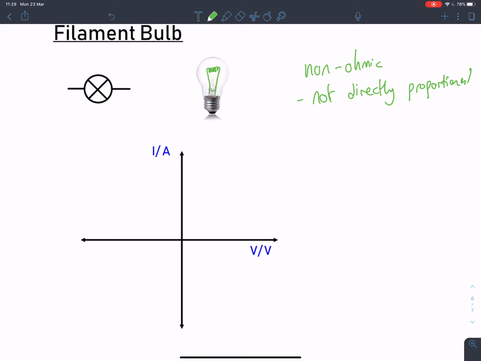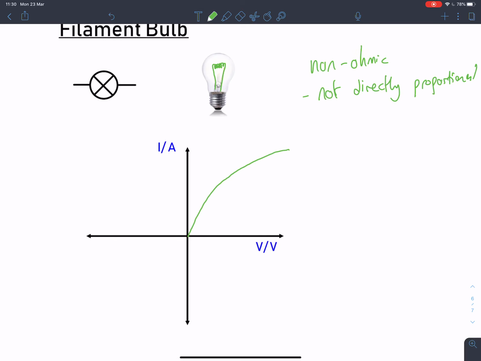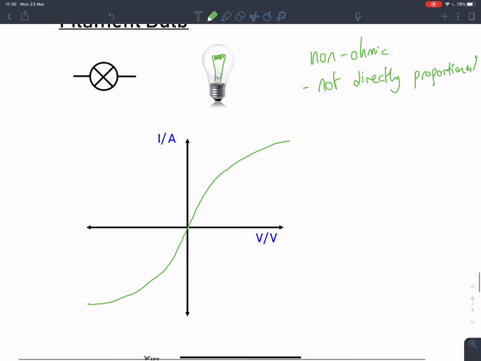So, for a bulb, well, this is what the relationship looks like. Initially, as I increase my voltage, I get an increase in current. But as that voltage gets higher, this flattens out a bit. If I go negative and I put the current through the other way, we get the exact same thing but reversed. So I sort of get this sigmoidal relationship as I increase the voltage. So what does this actually mean?